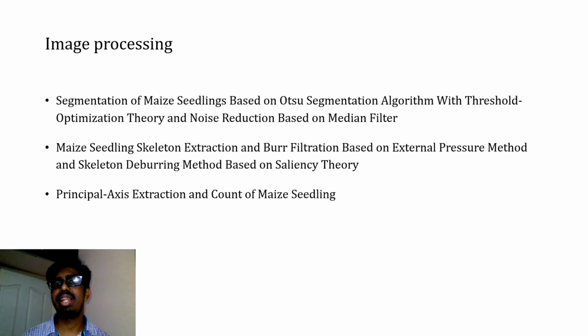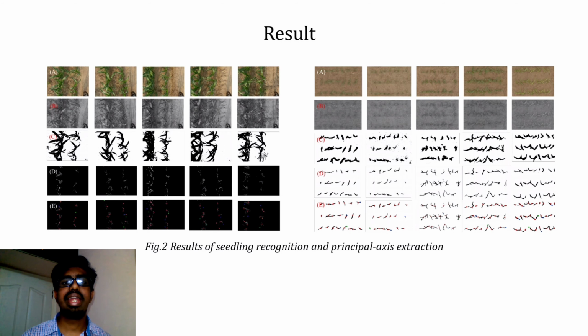This number of maize seedlings in the image is helpful in identifying the principal axis of each plant and determining the orientation of the main axis. Result. The intention of this paper is to use an RGB image to accurately count maize seedlings and determine the orientation of their principal axis in the field. This is done by developing a segmentation method to split images into individual plants and extract their skeletons. These are the results of seedling recognition and principal axis extraction using MGV and UAV.